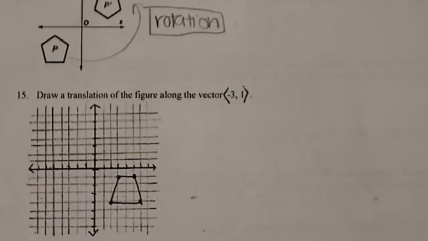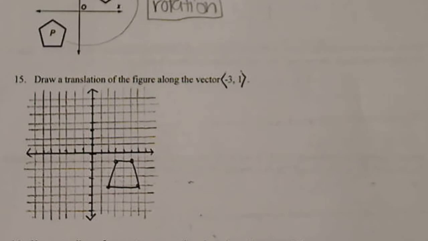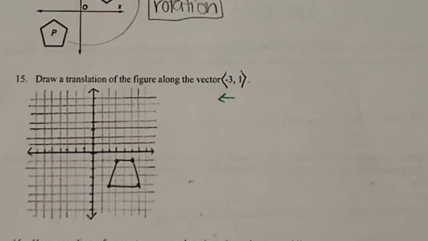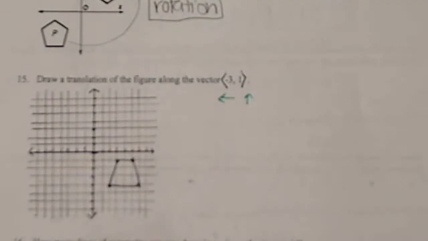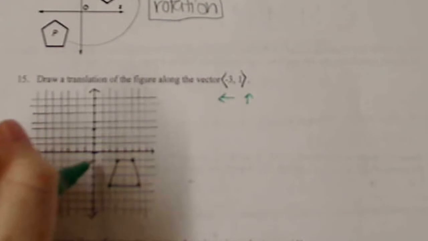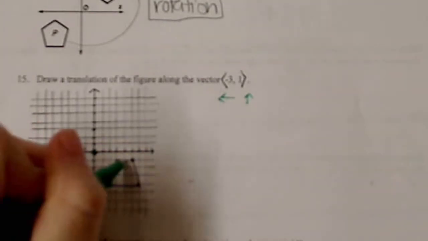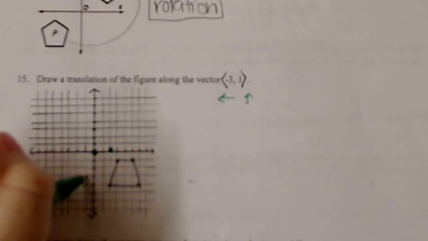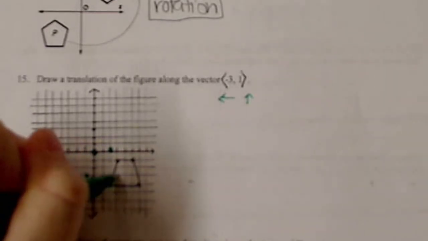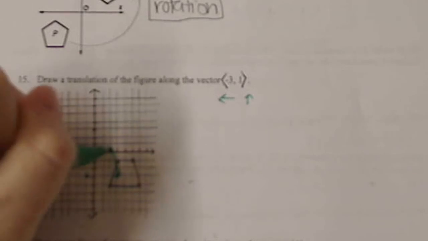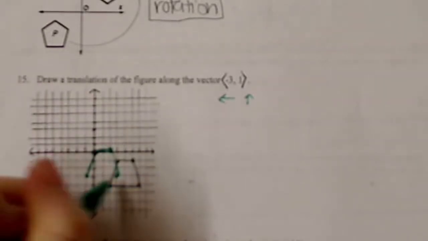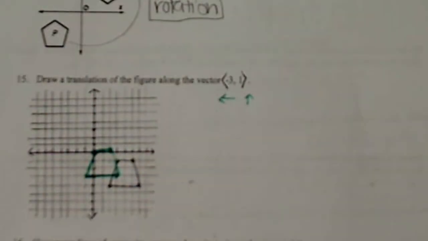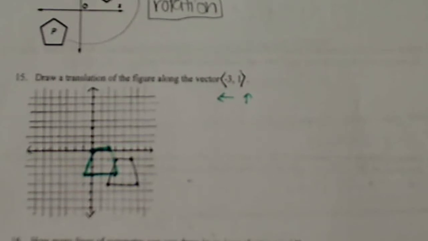Number 15, draw a translation of the figure along -3, 1. So each point is going to go -3 units, or left 3 units, and then up 1 unit. So 1, 2, 3, up 1. 1, 2, 3, up 1. 1, 2, 3, up 1. 1, 2, 3, up 1. That's what your new figure is going to look like.